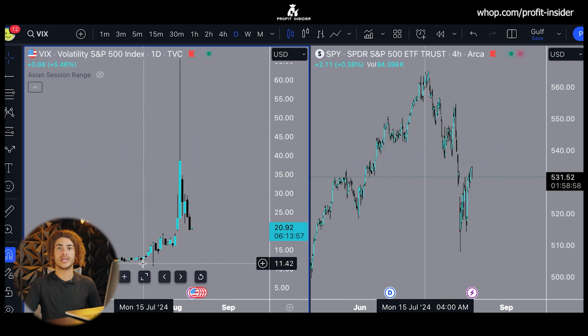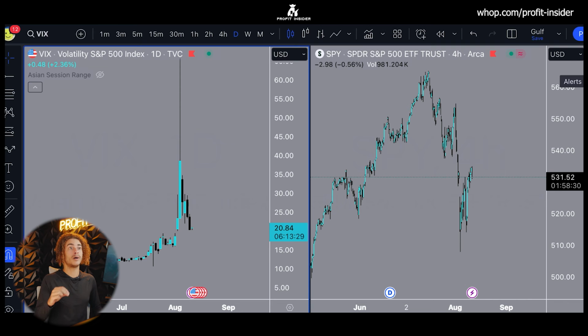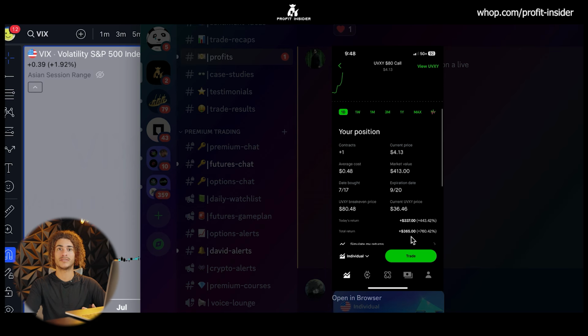And you can see right when SPY had its large move down, VIX also had a huge move up. I actually told our entire premium Discord about this on a live stream, and some of our premium members were able to get in on this trade and make some money. You can see right here that Garrett made 760% on one options contract, making around $365.